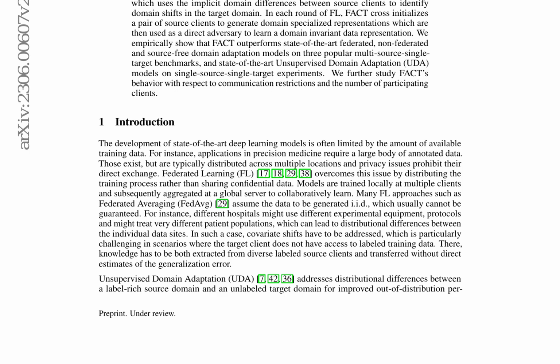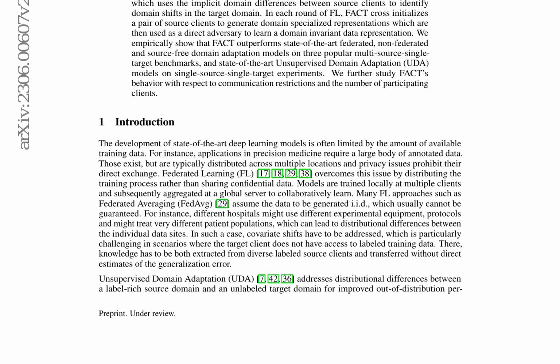The authors propose FACT as a solution to the limitations of traditional federated learning methods, which assume i.i.d. data and struggle with distributional differences between clients. FACT's adversarial strategy allows it to adapt to the domain of an unlabeled target client by directly evaluating interdomain differences between source domains, eliminating the need for concurrent access to both source and target data.